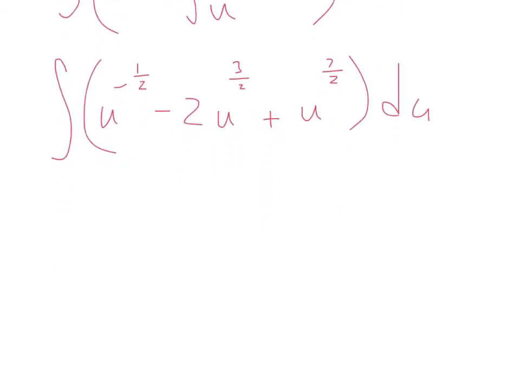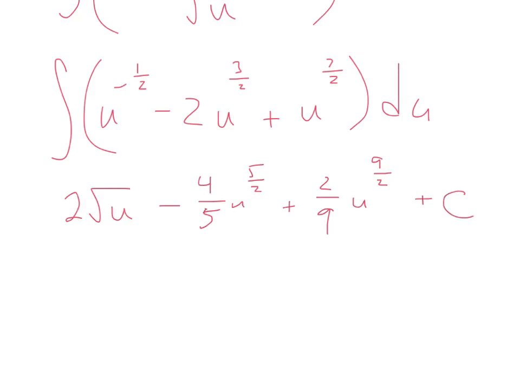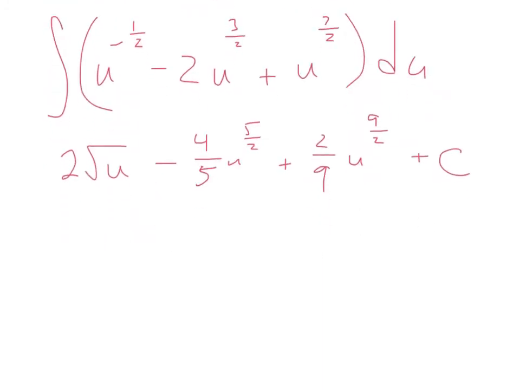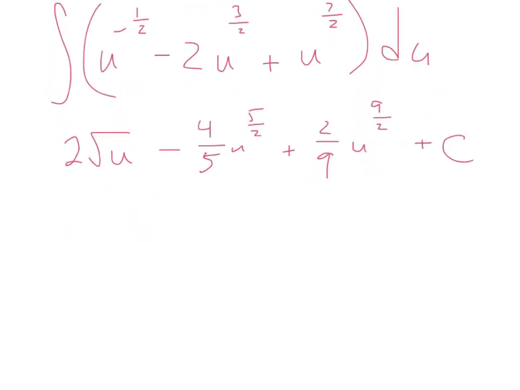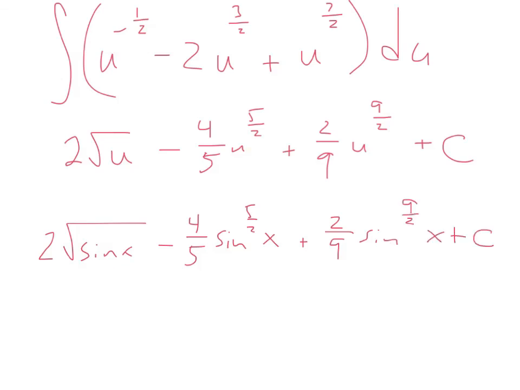So now when you integrate each of these things, we add 1 to the power and multiply by the reciprocal. So this will be 2 root u. This will be minus 4/5 u to the 5/2. This will be 2/9 u to the 9/2 plus c. And my final step is to plug u back in. U was sine x. So we're just going to put sine x back into these things. 2 root sine x minus 4/5 sine to the 5/2 x plus 2/9 sine to the 9/2 x plus c.